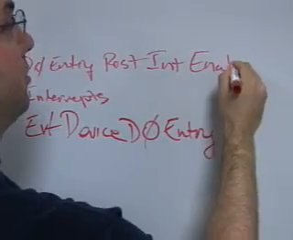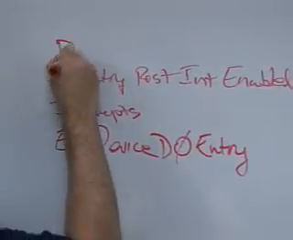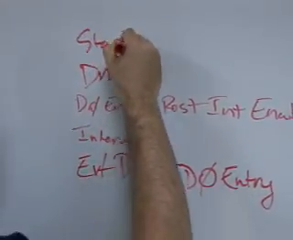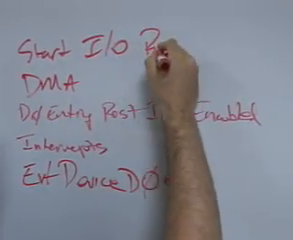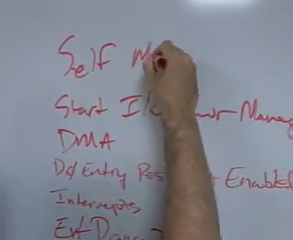My handwriting is atrocious. It's fine, I can read it. We're then going to start DMA. We're then going to start power managed I/O. I've talked about the distinction between power managed and not power managed I/O. And then we'll do self-managed I/O.